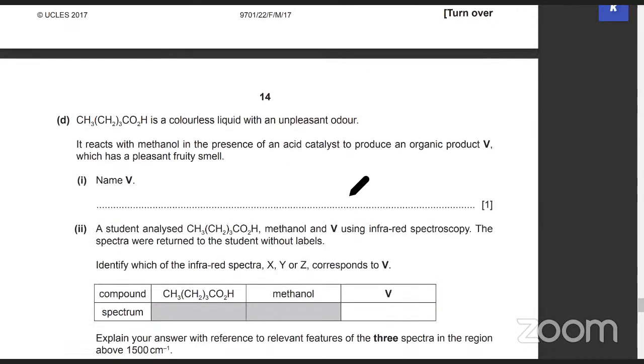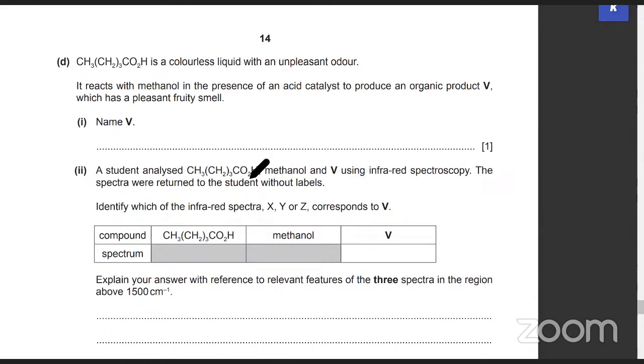The next one is: there's a colorless liquid with an unpleasant odor. It reacts with methanol in the presence of an acid to produce an organic compound which has a pleasant fruity smell. So the acid is a catalyst. Name the compound. So he's reacting it with methanol. So I'm going to just draw the whole thing. CH3 with CH2, CH2, CH2. That's 3 of them, and then there's a carboxylic acid.